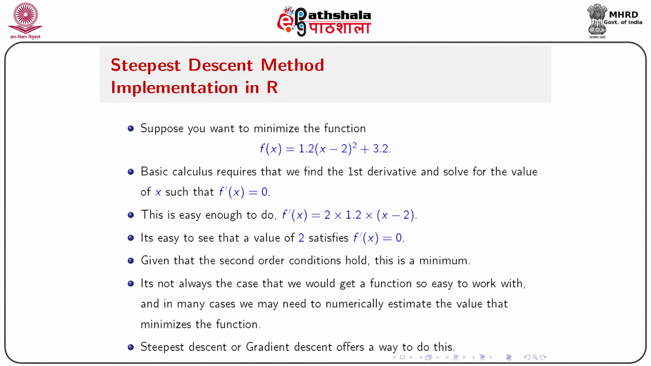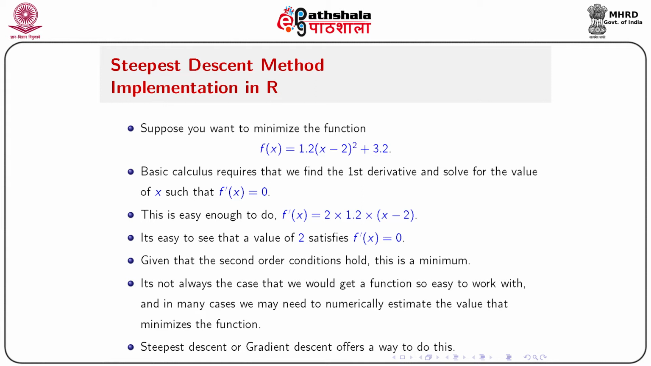Let us try to implement the minimization process by the steepest descent method. With basic calculus, you can easily apply minimization methods to get the solution from this function, and that we can compare with the steepest descent method. That is why I took a very simple example here. The basic calculus requires that we find the first derivative and solve for the value x such that f prime x equals 0. This is easy enough to do: f prime x equals 2 into 1.2 into (x minus 2), and it is easy to see that a value of 2 satisfies f prime x equals 0. Given that second order conditions hold, this is a minimum.